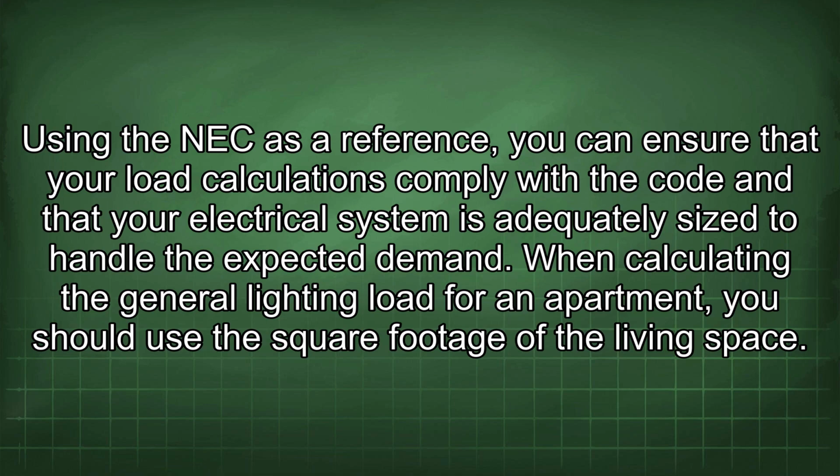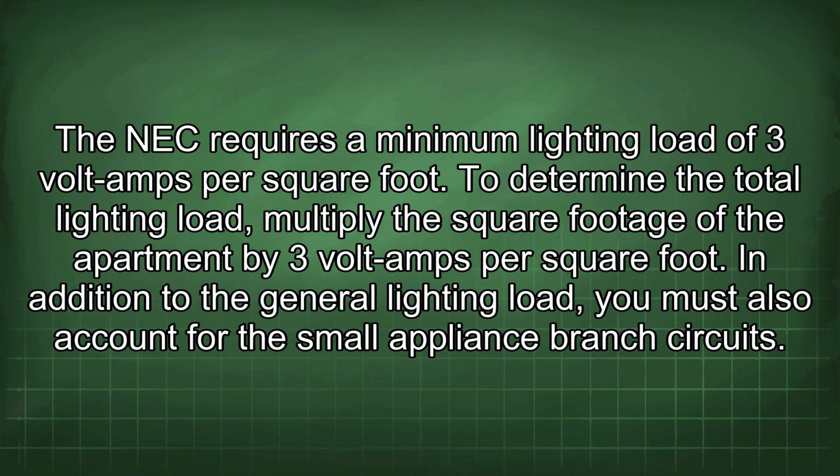When calculating the general lighting load for an apartment, you should use the square footage of the living space. The NEC requires a minimum lighting load of 3 volt-amps per square foot. To determine the total lighting load, multiply the square footage of the apartment by 3 volt-amps per square foot.